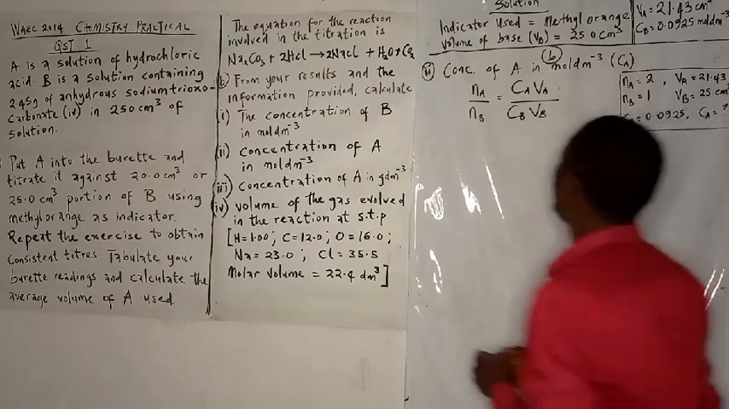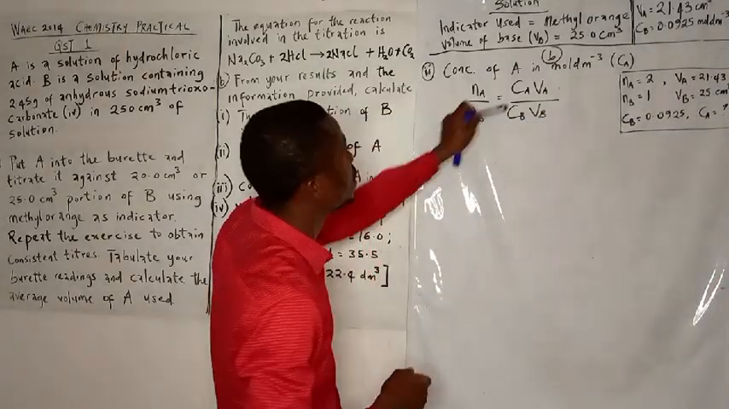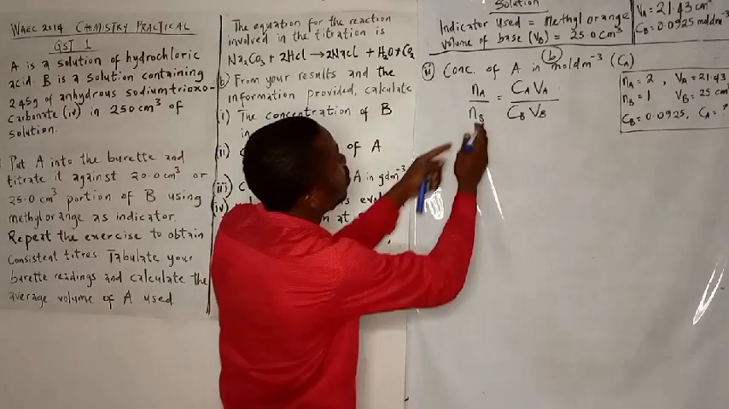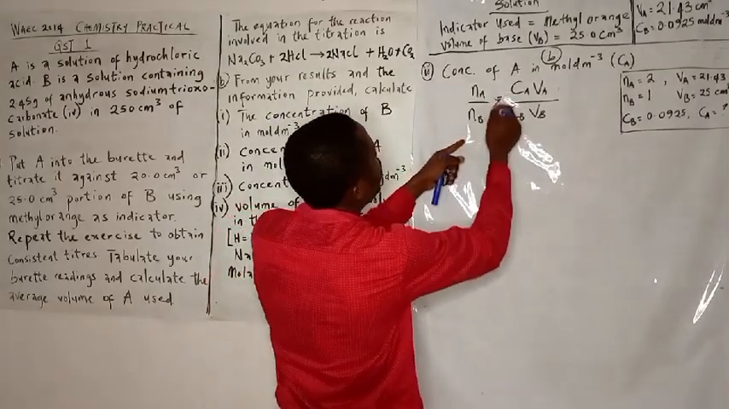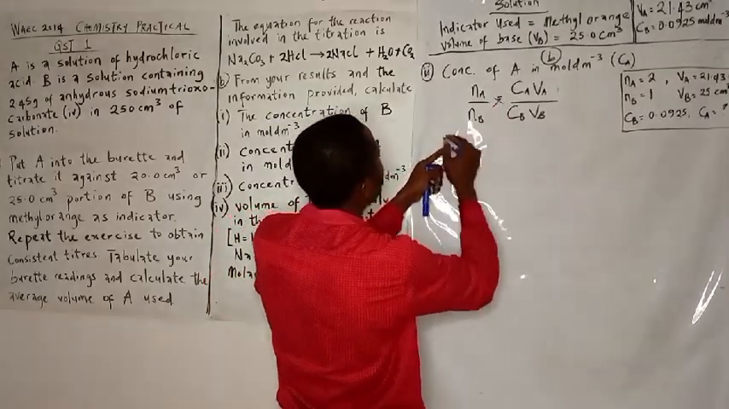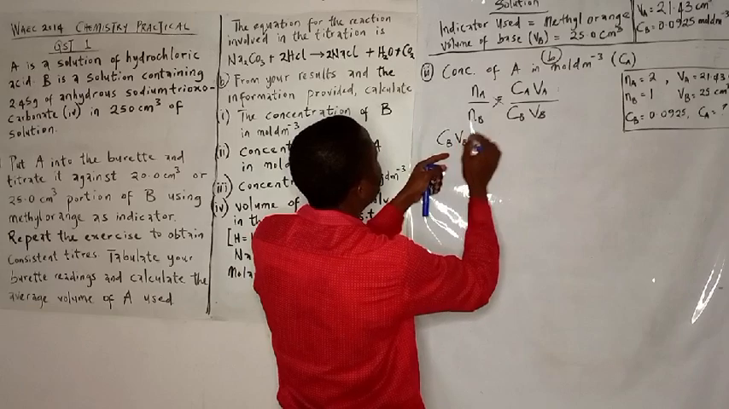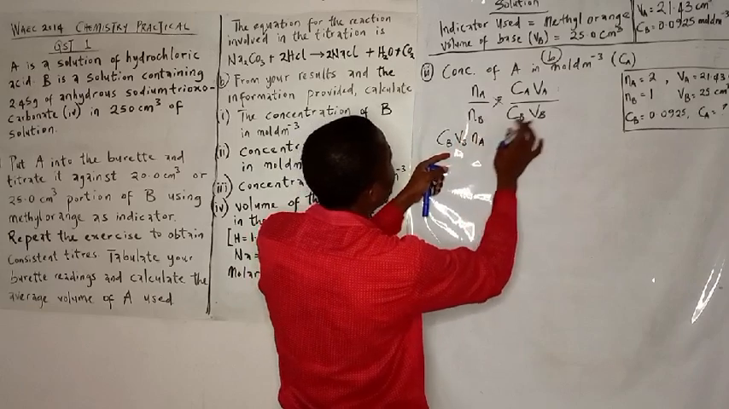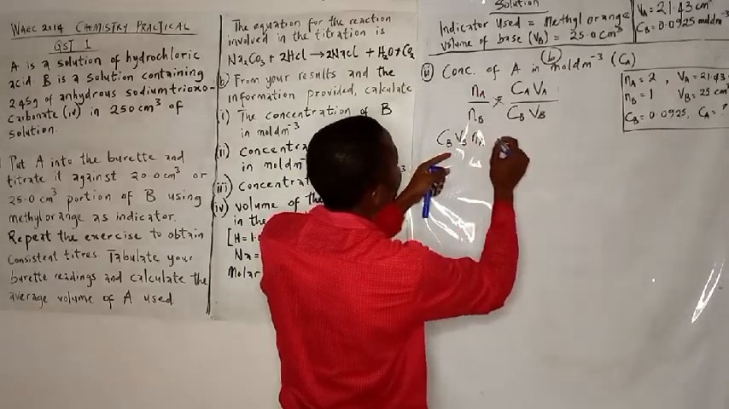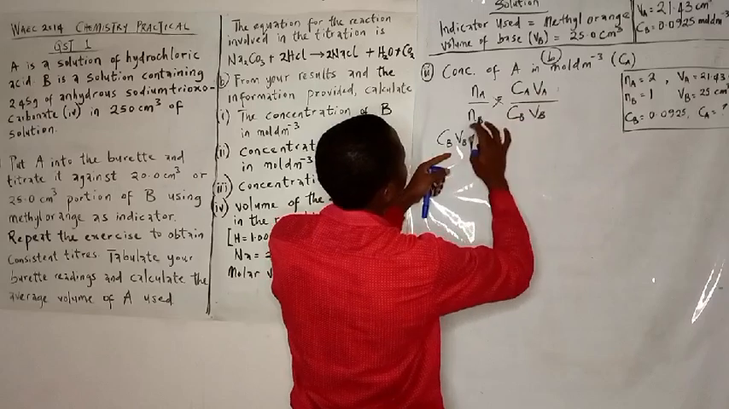So we make Ca the subject of the formula, and then we cross multiply. On cross multiplying, we have CbVb times Na is equal to CaVa times Nb.